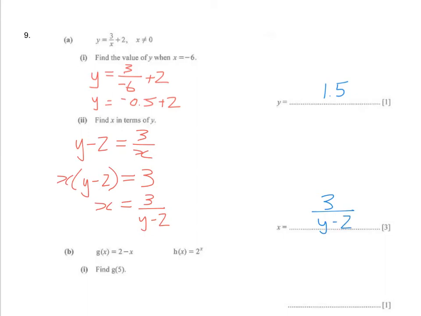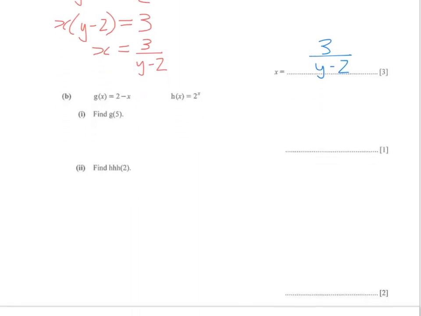Okay, now we're moving on to functions, which isn't actually any more difficult than what we've just done. It's just the notation's strange. g of 5, how you'd say that, means what happens if you plug a 5 into this. I'm going to put 5 in. So instead of doing 2 minus x, I'm going to do 2 minus 5. 2 minus 5 gives me -3. It's that simple.